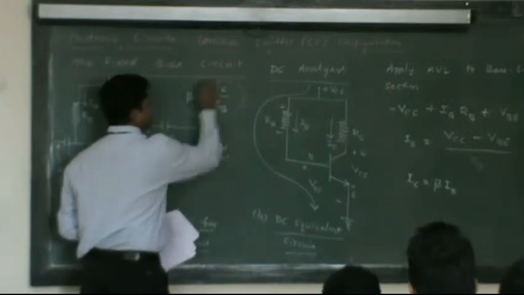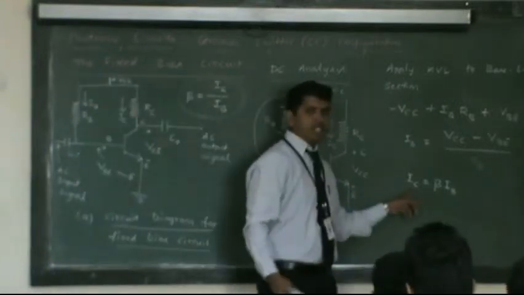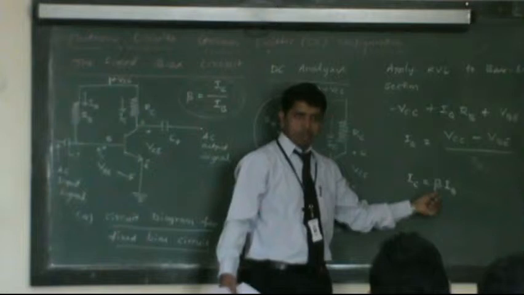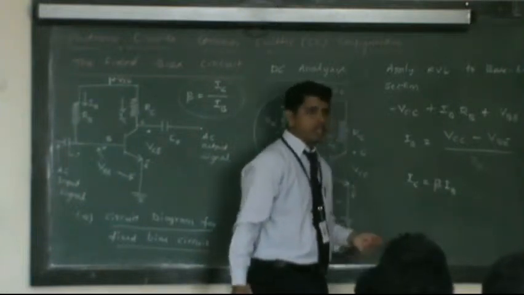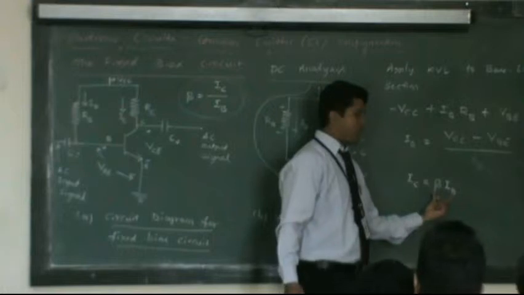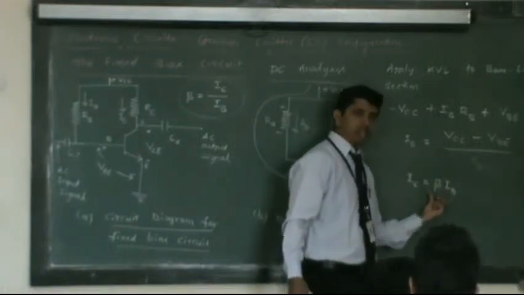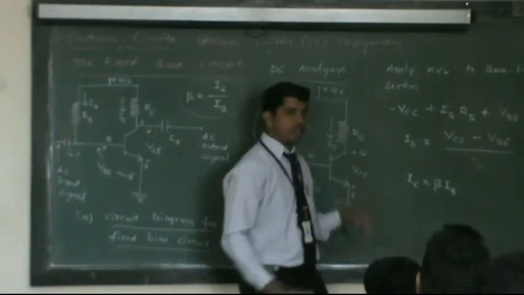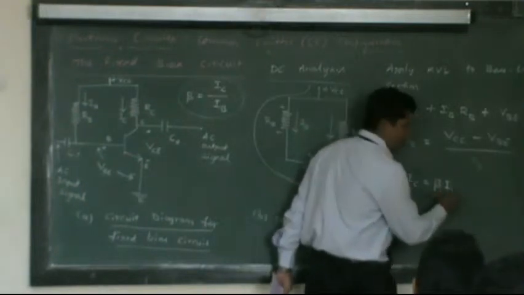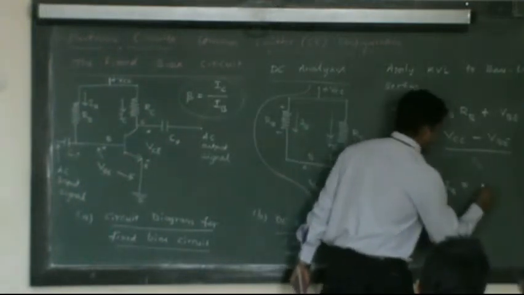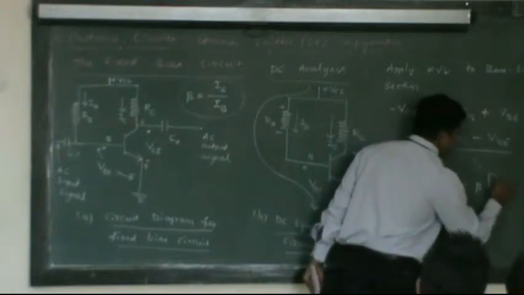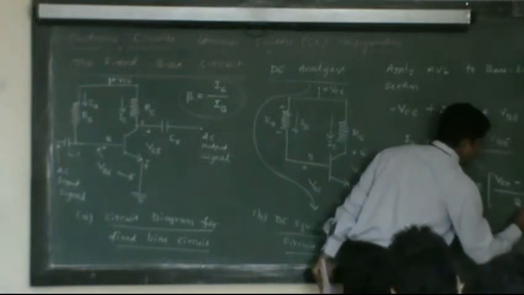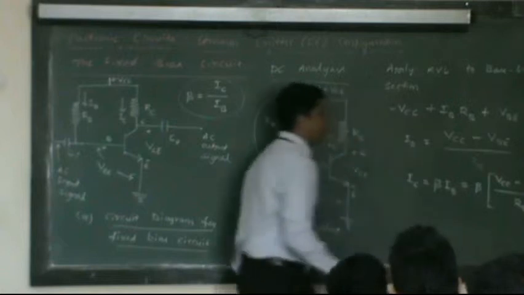Here I have written the modified version of this. You can see that by cross multiplying, IC is equal to beta times IB. So beta is nothing but the gain of the transistor in common emitter configuration. I will substitute the IB obtained here into this equation so that I get the expression for the collector current, the current flowing here. So IC is equal to beta IB, and since IB is already here, beta times VCC minus VBE, the whole thing divided by RB. This is the expression for collector current.